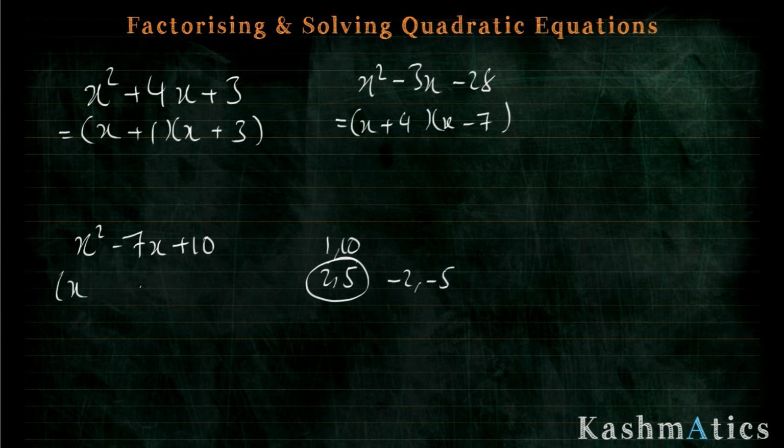So in my brackets goes minus 2 and minus 5. And the thing is, I need to make a positive 10 when I multiply them. And that does actually make a positive 10. Minus 2 times minus 5 does make a positive 10. So that's how you factorize a full quadratic where the x squared term is just x squared. It's not 2x squared or 3x squared.